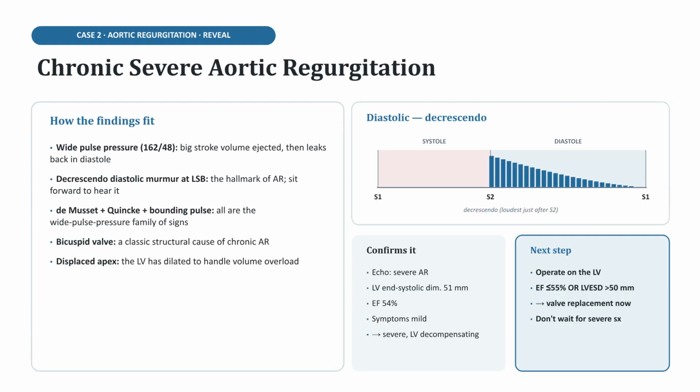This is chronic severe aortic regurgitation. The heart ejects a large volume that leaks back, causing a wide pulse pressure and characteristic physical signs. Because his echo shows early signs of ventricular decompensation, he needs valve replacement now, before irreversible dysfunction occurs.